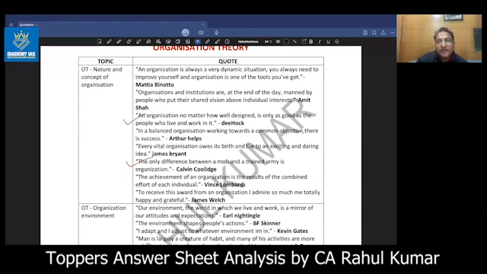An organization, no matter how well designed, is only as good as the people who will live and work in it. I think this quotation is more relevant for the HRM. You can use this quotation in the HRM. An organization, no matter how well designed, is only as good as the people who live and work in it.